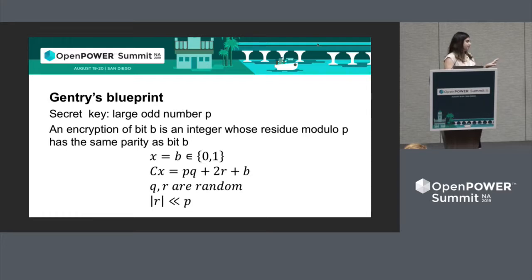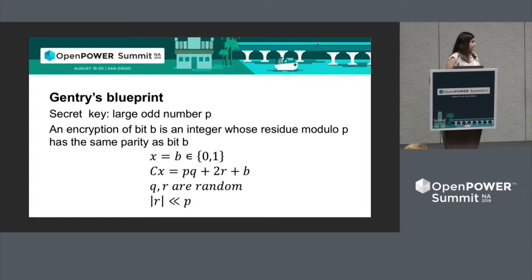Okay, that sounds a little complex, I know. There is our input, which we called X before. We'll call it B here, which is a bit that can be 0 or 1. There's a ciphertext, CX, which is basically our scheme. This is how we're encrypting our data, and it is equal to this formula, PQ plus 2R plus B. Remember, P was our secret key. Q and R are random, and we know that the value of R is a lot less than P.